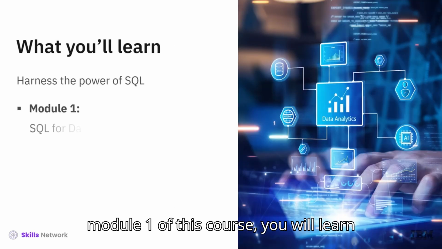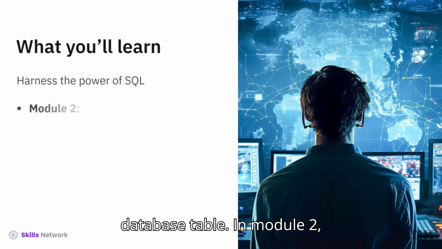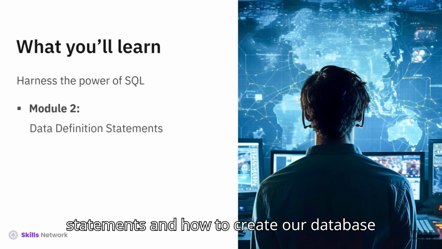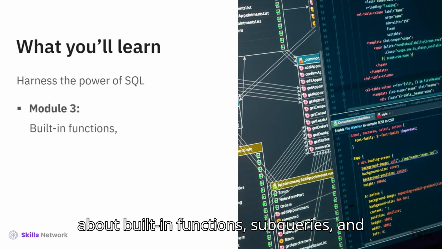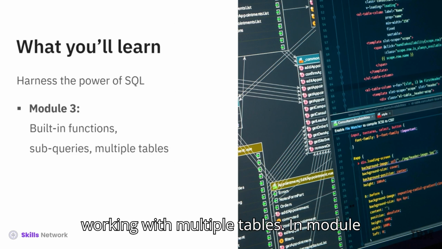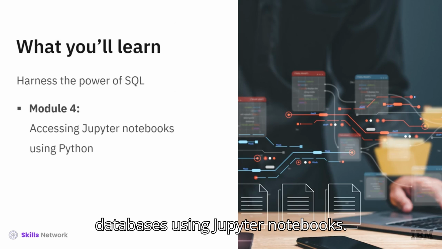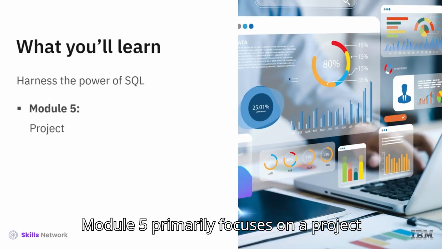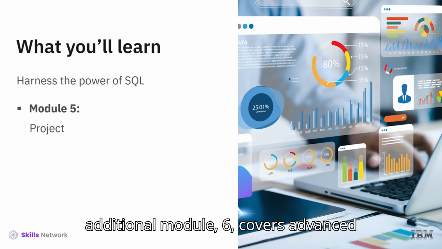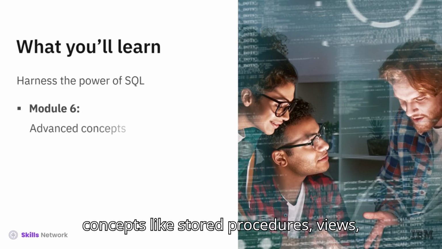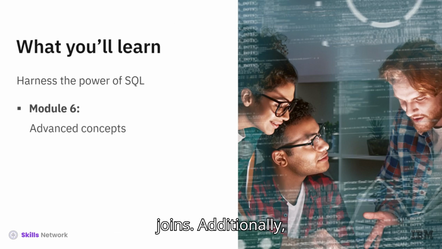In Module 1 of this course, you will learn simple SQL for data manipulation in a database table. In Module 2, you will learn about data definition statements and how to create our database tables. In Module 3, you learn about built-in functions, subqueries, and working with multiple tables. In Module 4, you explore Python for accessing databases using Jupyter notebooks. Module 5 primarily focuses on a project based on real-world data designed to test what you have learned from the course. An additional module, 6, covers advanced concepts like stored procedures, views, ACID transactions, inner and outer joins.